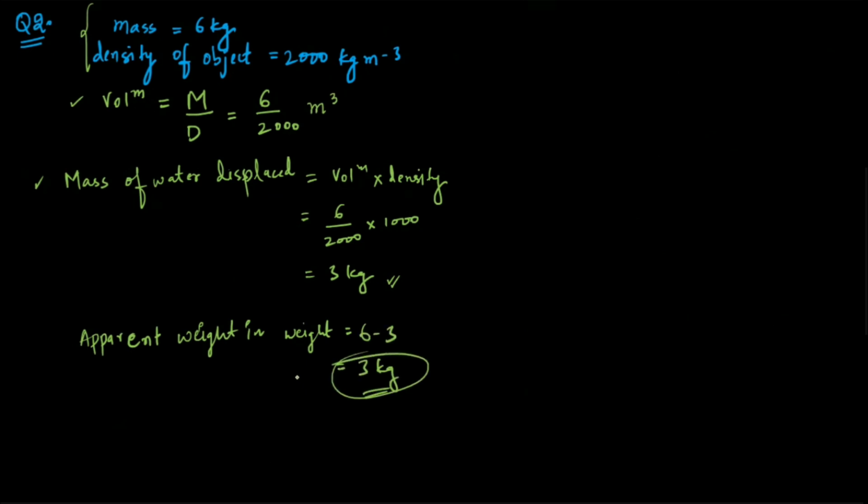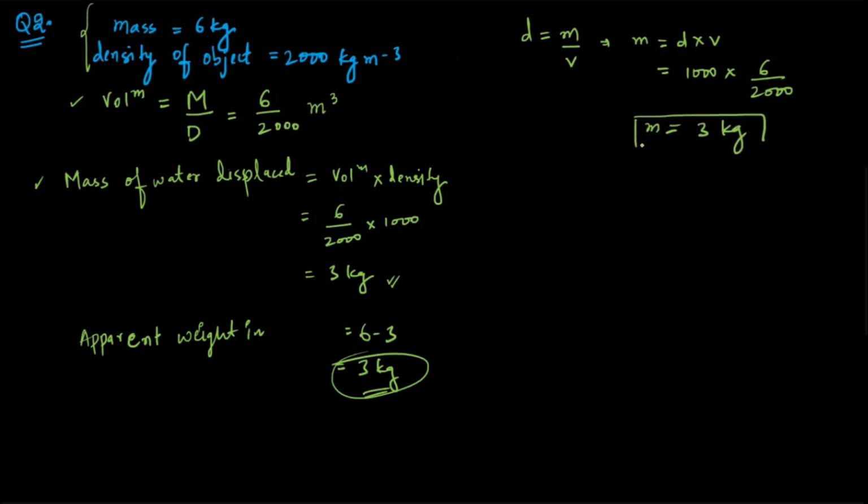Sir, I'm confused about one thing. Why did you multiply it by 1,000? Was it because of specific density or something like that? I don't understand that part. Density is mass over volume, so mass is density times volume. Density of water is 1000 and the volume which we calculated is 6 over 2000. So this is how we got 3 kgs as the mass of the water displaced.